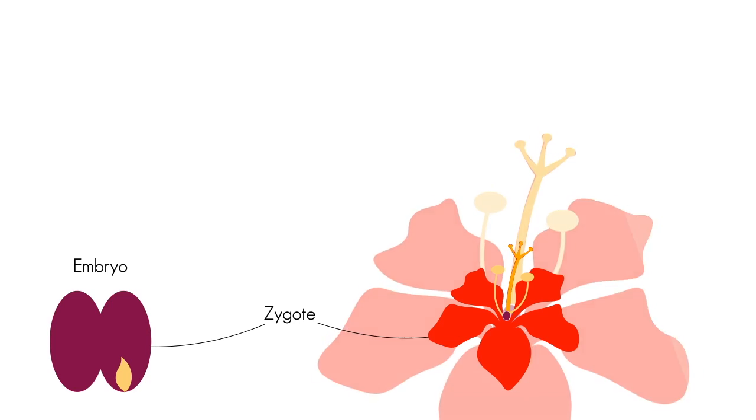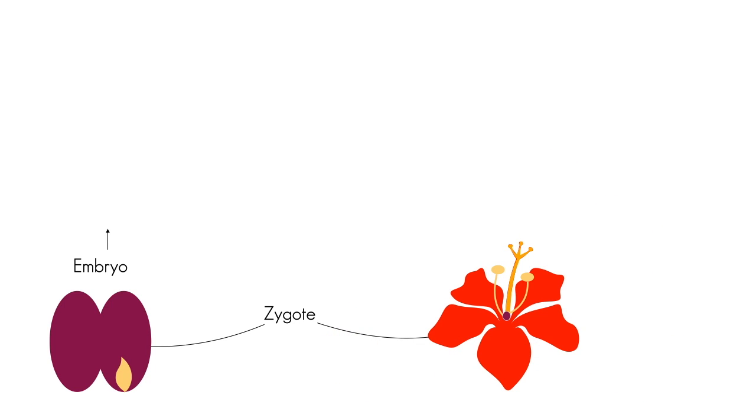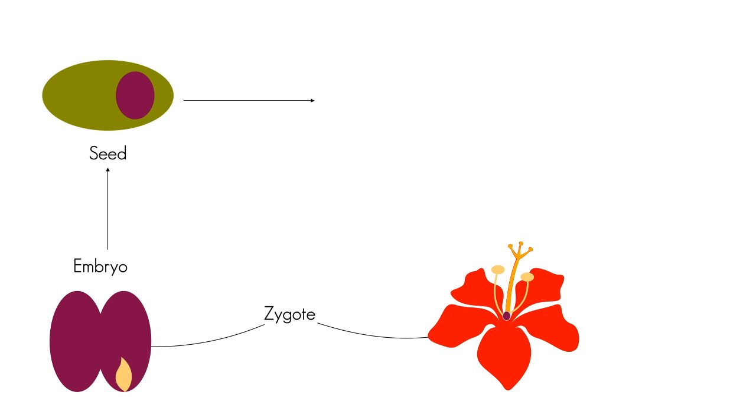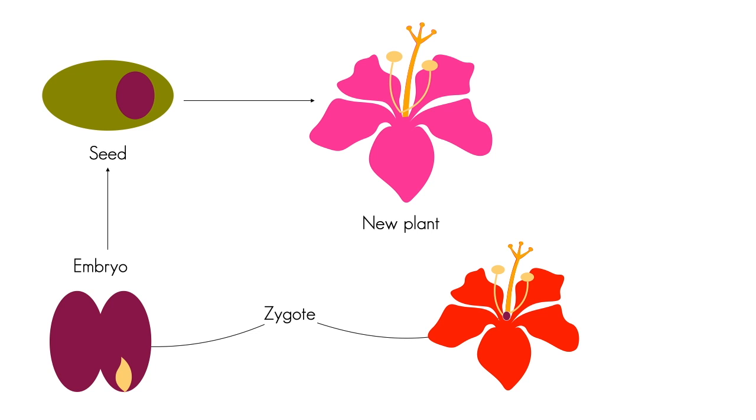This mix is called a zygote. A zygote contains DNA from both its parents. It starts dividing to form an embryo, which develops inside the seed. When the seed is ready, it leaves the flower, and it can develop into a new plant.